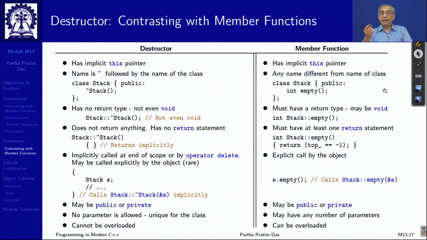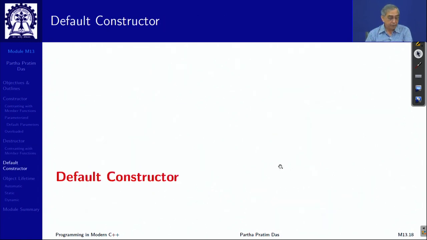And obviously, it cannot be overloaded. You cannot have two different destructors, because again how will the compiler know which one to call? If you overload, you need parameters. So, if you cannot have parameters, you cannot overload it. So, these are some of the basics about destructors.